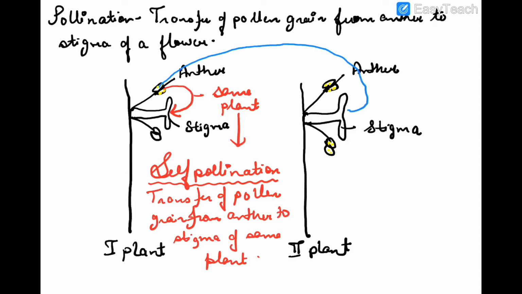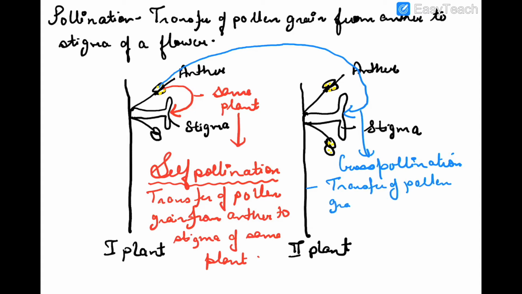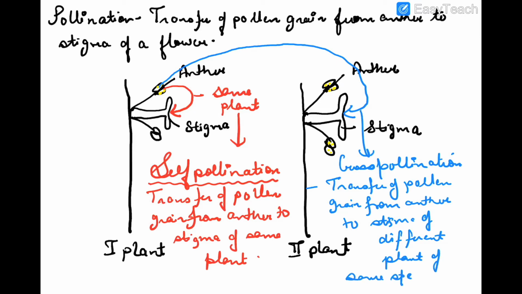the anther to the stigma of another plant. So this is cross-pollination. Transfer of pollen grain from anther to stigma of different plant of same species. So transfer of pollen grain from anther to stigma of different plant is cross-pollination, whereas transfer of pollen grain from anther to stigma of same plant is self-pollination.